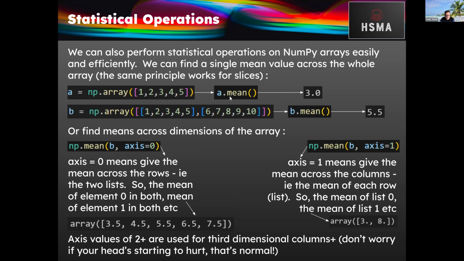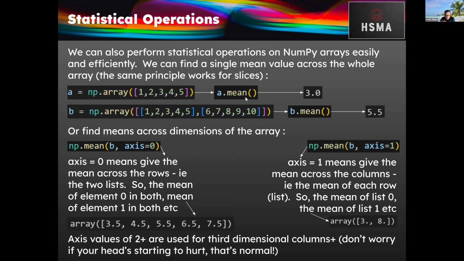We can also perform lots of statistical operations in NumPy arrays really efficiently as well. We can find a single mean value across the whole array just by saying name of the array dot mean, and that's it. It'll give you the mean across all the values in your array really efficiently. Again, there's only 5 numbers in this one-dimensional array here. Imagine millions of numbers.